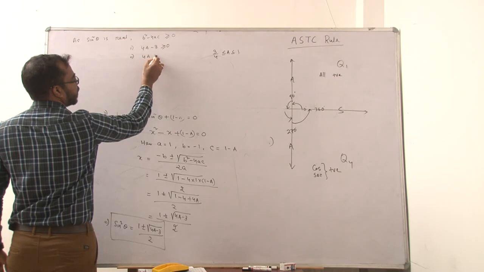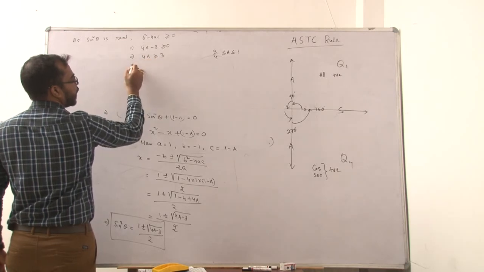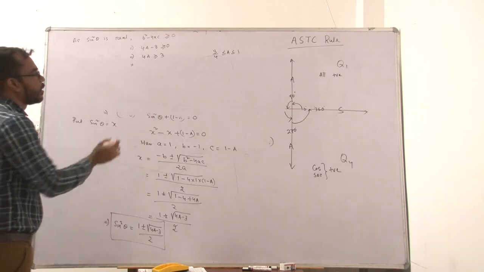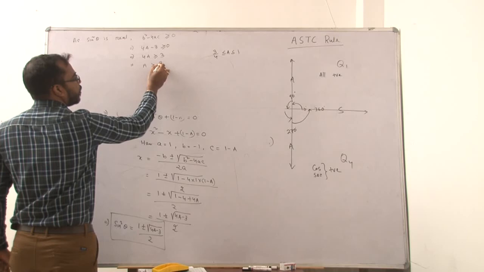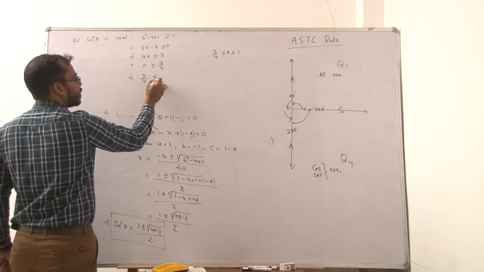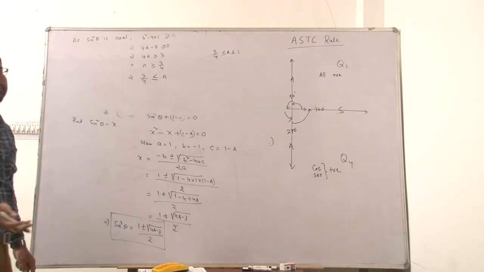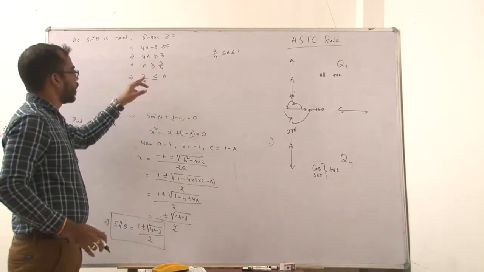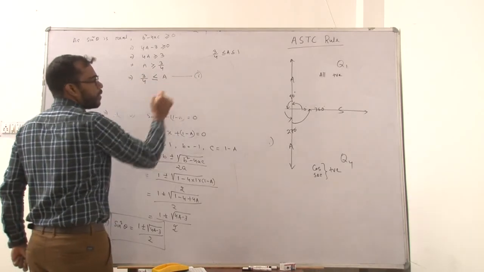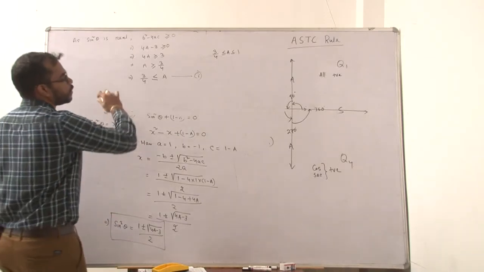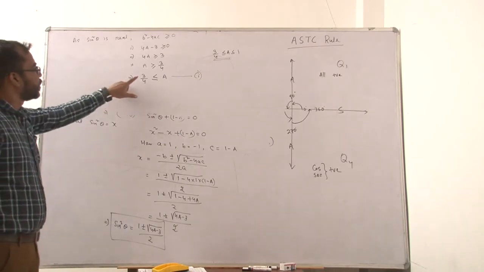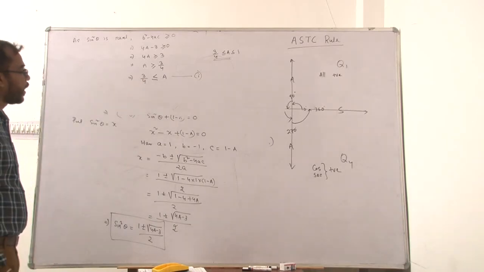So here 4a is greater than or equal to 3. We take minus 3 to the right side. So 4a is greater than or equal to 3 and a is greater than or equal to 3 by 4. Or we can write 3 by 4 is less than or equal to a. And that is equation number 1, because we have solved half of this expression. So here 3 by 4 is less than or equal to a.